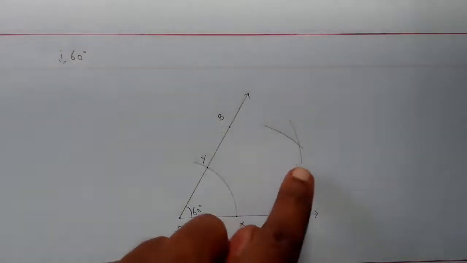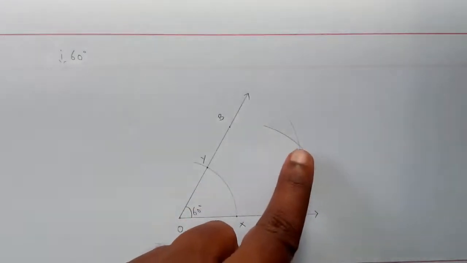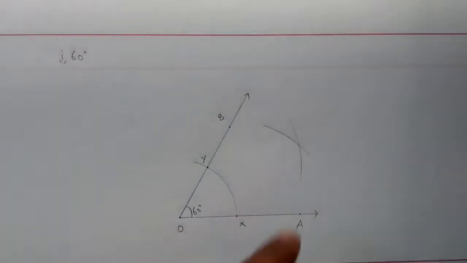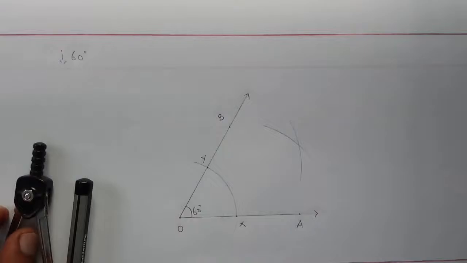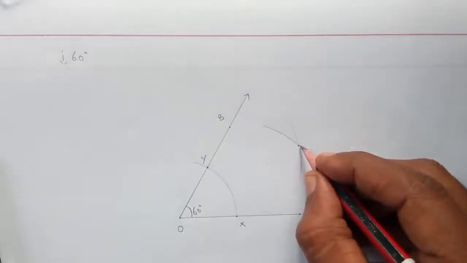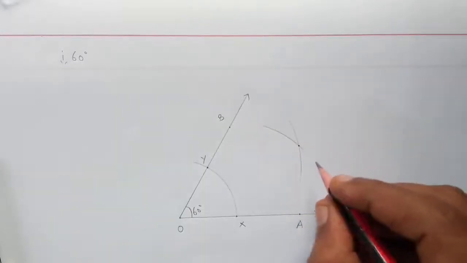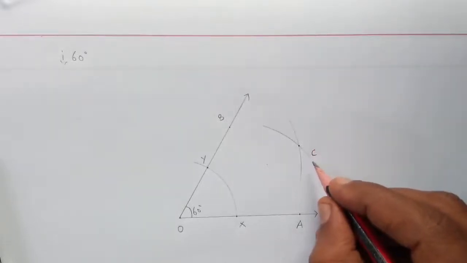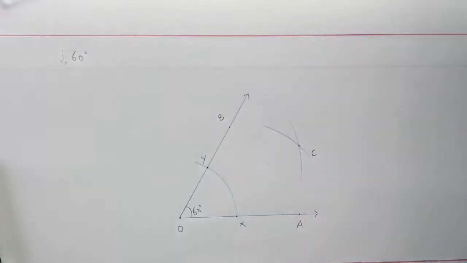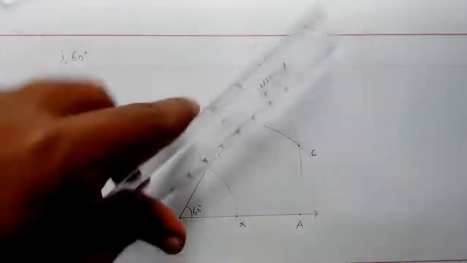So these two arcs are intersecting at a point. That point we will name it as C. I will mark the point and name it as C. Don't write directly here, write here, the line will pass through. Then what we have to do is we have to join OC.